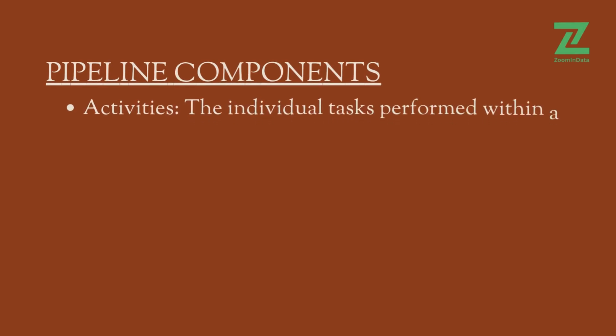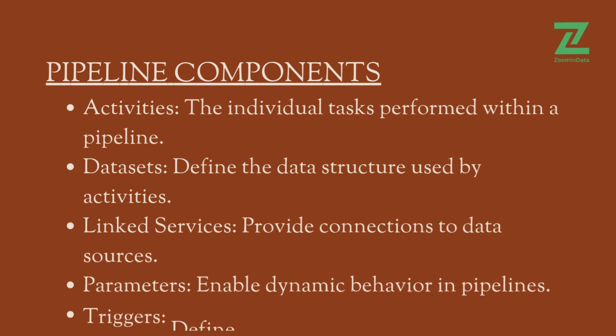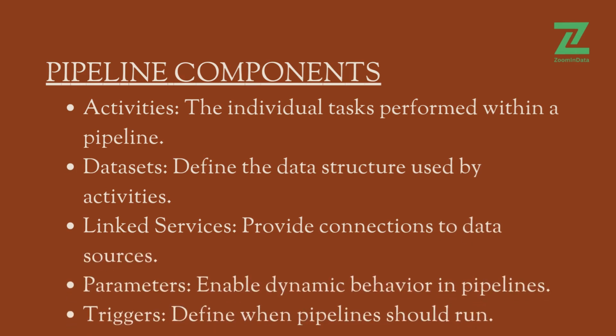A pipeline is made up of several components. Activities are the tasks performed within the pipeline. Datasets define the structure of data that activities work with. Linked services provide the connections to the data sources. Parameters allow pipelines to be dynamic and flexible, while triggers determine when a pipeline should run.